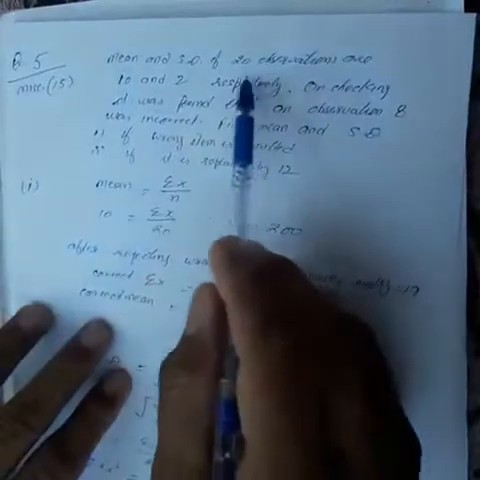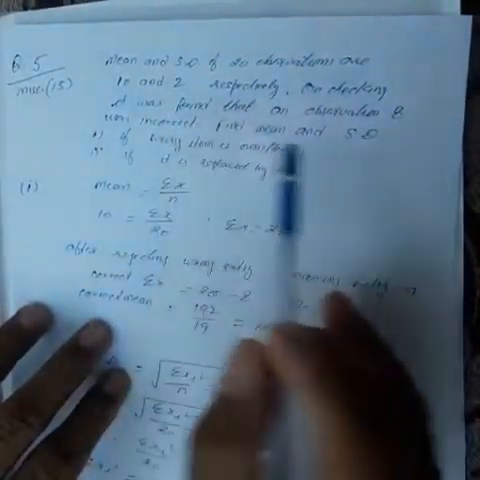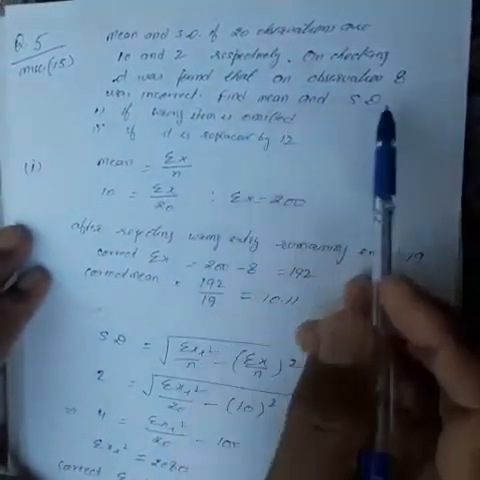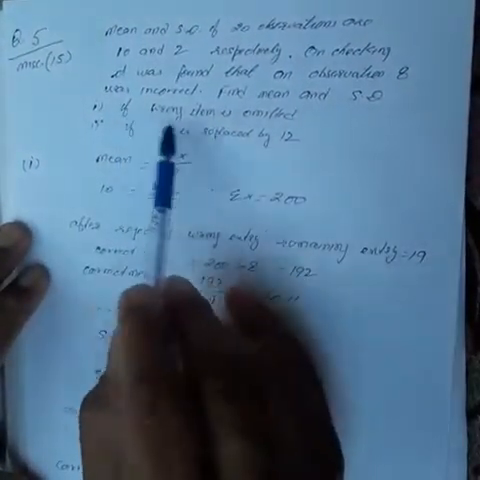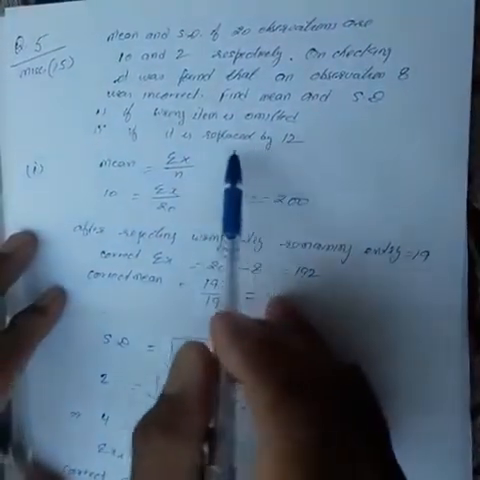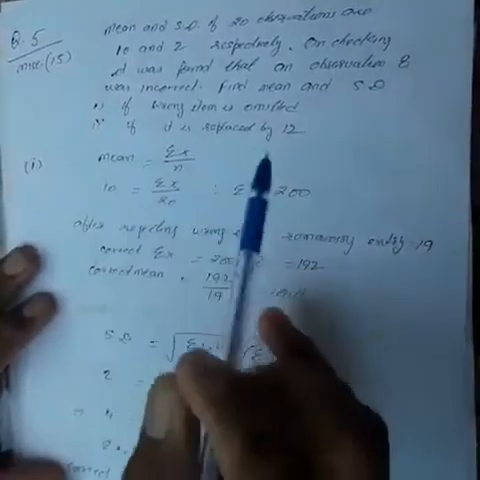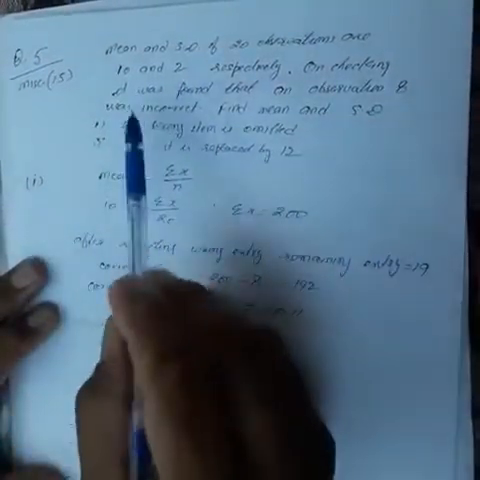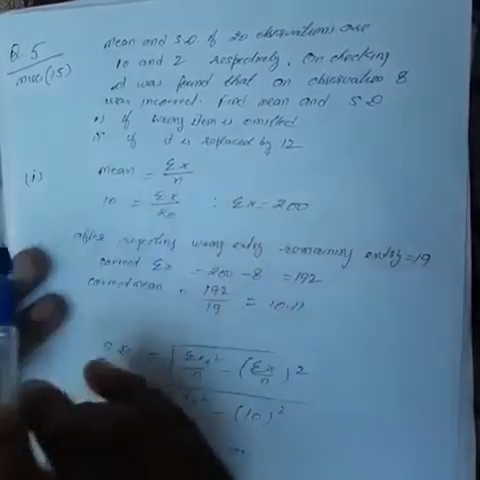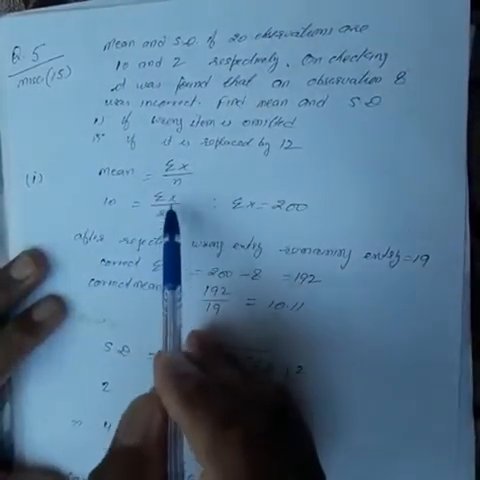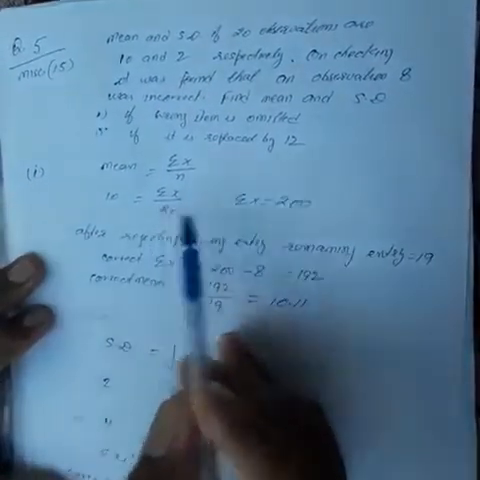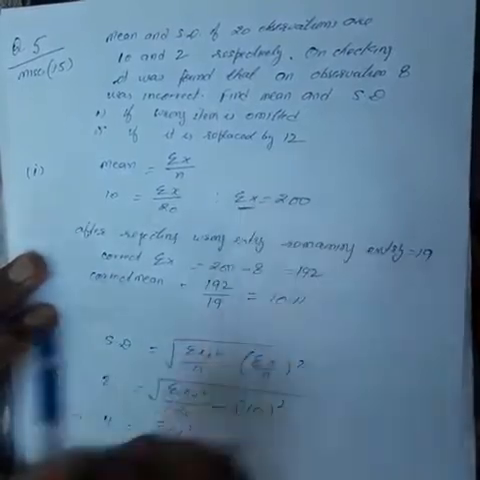Mean and standard deviation of 20 observations are 10 and 2 respectively. On checking, it was found that observation 8 was incorrect. Find mean and standard deviation if wrong item is omitted, that is deleted, if it is replaced by 12. So now mean, we know summation of x or sum of observations divided by n. n is 20 given to us. Mean is given 10. So 10 is equal to summation of x upon n.